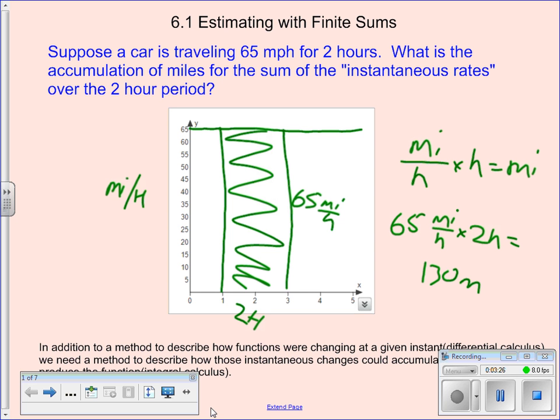The key idea to this is the area. What did I do? I took a rate times the time period that it passed, and multiplied those two together, and you get the amount that happened. You take the instantaneous rate. How fast am I going right here? How fast am I going right here? How fast am I going right here? So this is a collection of instantaneous rates, correct?